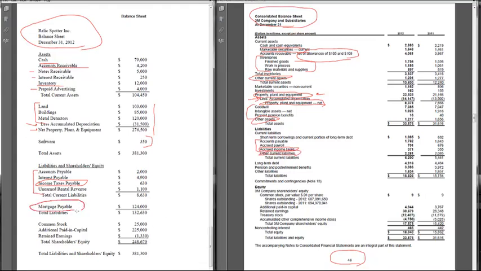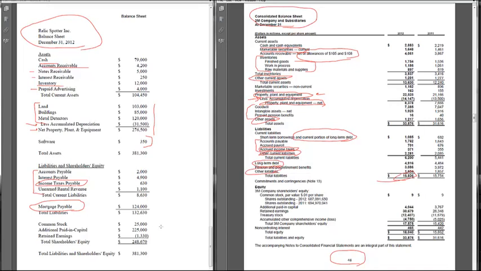We had one long-term debt, mortgage payable. Here, 3M has their long-term debt. And as I talked about in the prior video, you can also put the current portion of that in current liabilities, as 3M does. Gets us down to total liabilities for 3M after there's a couple other liabilities that we didn't have for Relic Spotter.